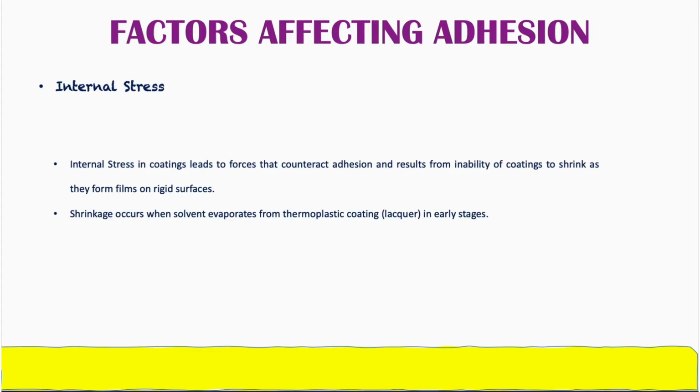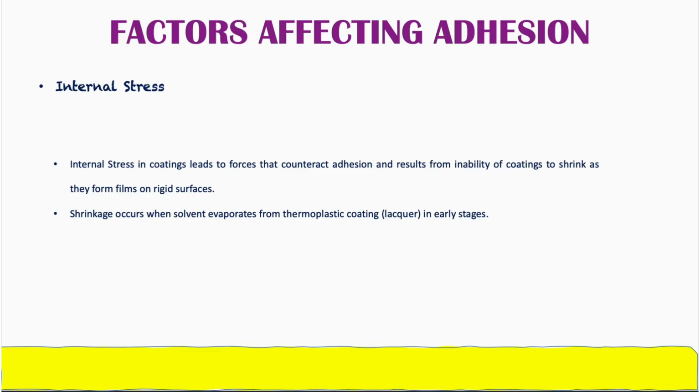The second factor which is responsible for good or bad adhesion is the internal stress. Internal stress in coatings can lead to forces inside the coating which counteract adhesion and do not allow the adhesion to take place. Internal stress basically results from the inability of the coatings to shrink as they form a film on the rigid surface. So when you apply the coating on a rigid surface, if the film does not shrink, it leads to internal stress in the coating, and the shrinkage occurs when the solvent evaporates from the thermoplastic coating in the early stages.